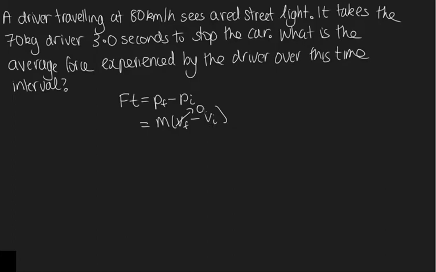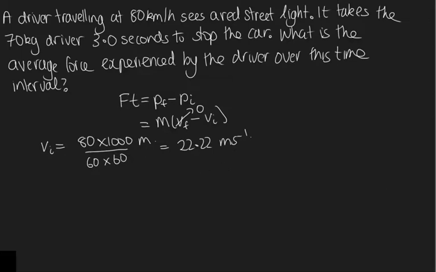So what we're going to need to do is convert this initial velocity from kilometers per hour into meters per second. So the initial velocity is 80 times 1,000 meters, and then to get it from hours into seconds, we divide it by 60 times 60, and doing that on the calculator gives us 22.22 meters per second.